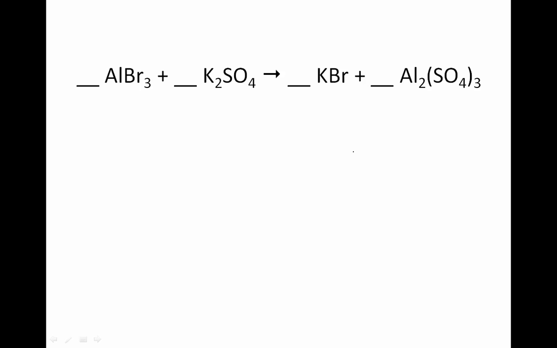Okay, now we're going to get into our first set where we have polyatomics on both sides of the equation. What I find is helpful is if you see that you have a polyatomic that's the same on the left and on the right, instead of breaking it apart, you can keep it as a polyatomic in your work. So what I mean by that is we have aluminum, we have bromine, we have potassium, and we have sulfate.